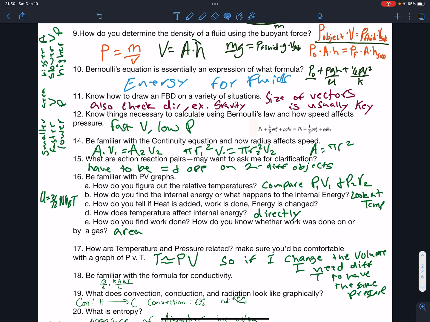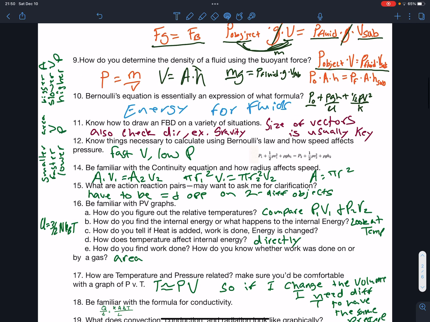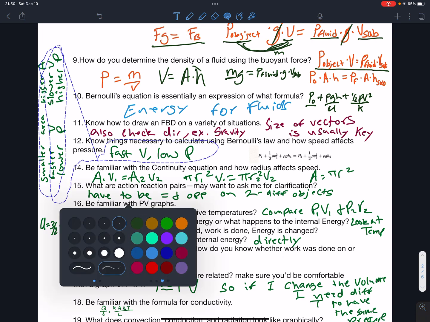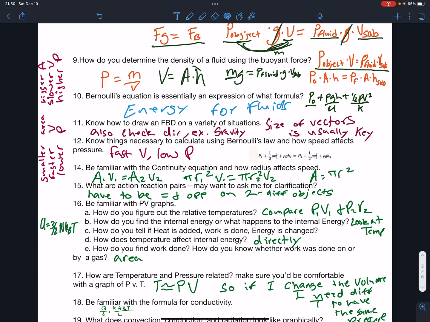Okay, things to know. Know things necessary to calculate Bernoulli's law and how it affects speed. So the essential thing you need to know here is that if you have a fast velocity, you're going to have a low pressure.